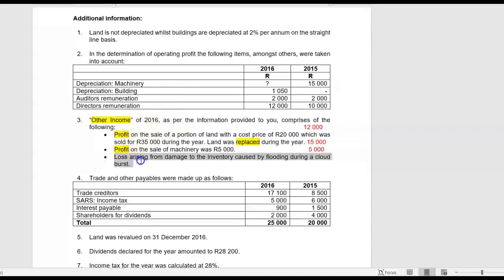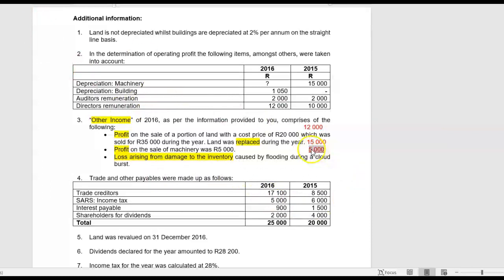Then also included there was a loss arising from the damage to the inventory. So there was an inventory loss caused by flooding during the cloudburst. Other income. Now, if I had a loss, it's in any case incorrect according to IAS 1 to classify it like this, but this is the way that I gave you the information. So we are not here now to do the IAS 1 criticism. We are here to do the cash flow statement. So all we have to do is to use whatever we have up till now. So there we had a profit of 5,000 rand.